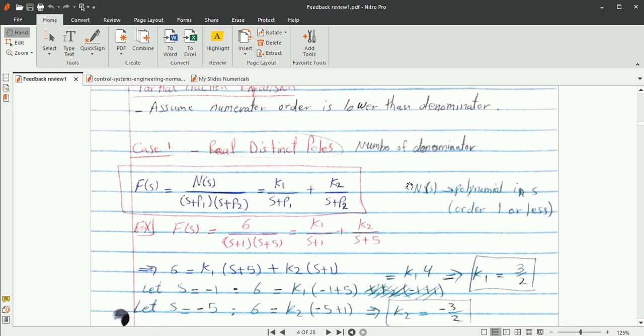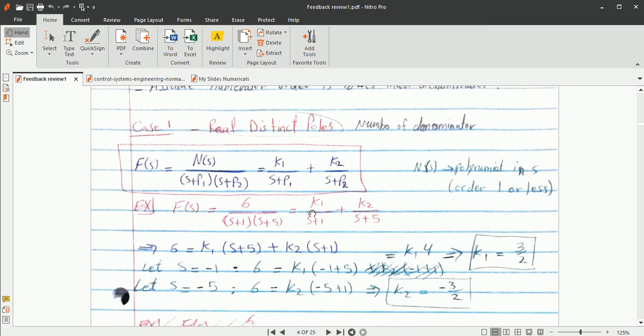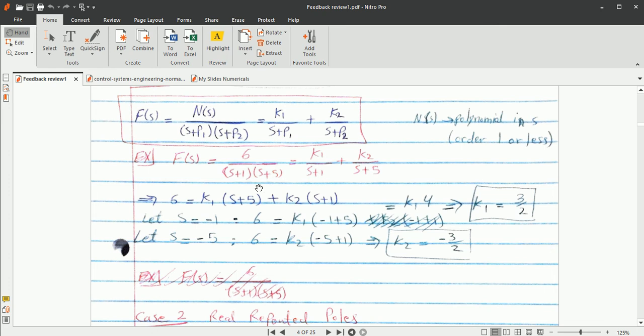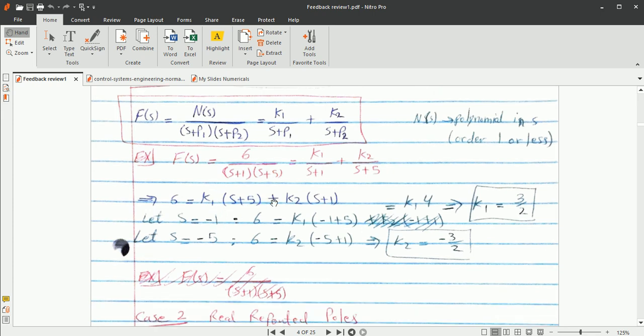Generically, we assume here that it is a proper fraction. Proper fraction means the numerator is of lower degree than the denominator. So that will be K1 over s plus p1 plus K2 over s plus p2. If you have 6 over (s plus 1)(s plus 5), you will write K1 over s plus 1 plus K2 over s plus 5. Now cross multiply with the denominator, and you will have 6 equals K1 into (s plus 5) plus K2 into (s plus 1). Is it easy to understand how you get this?